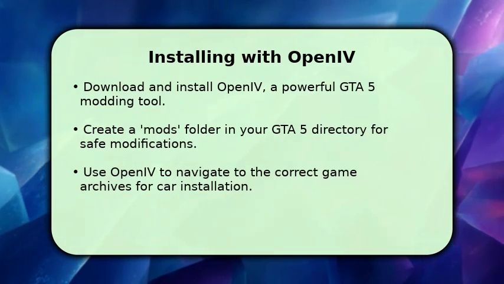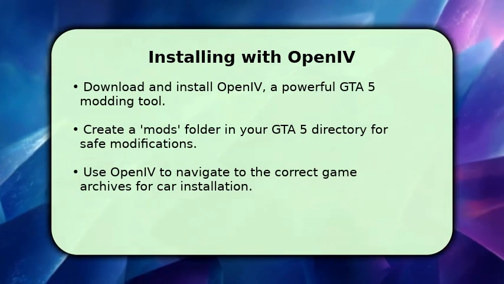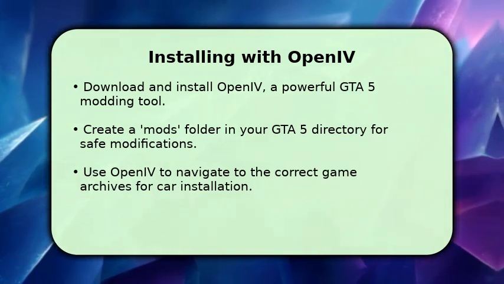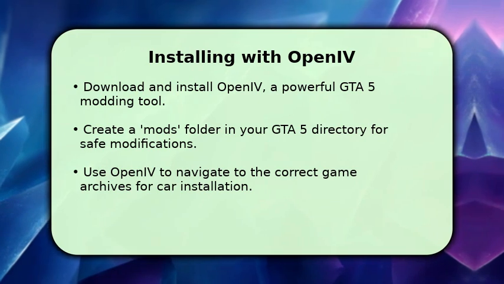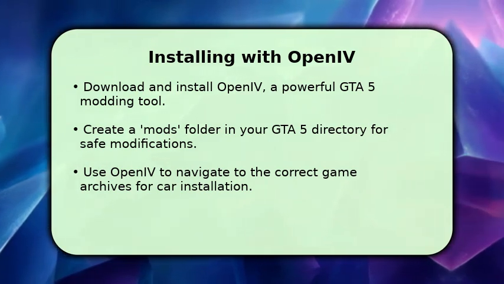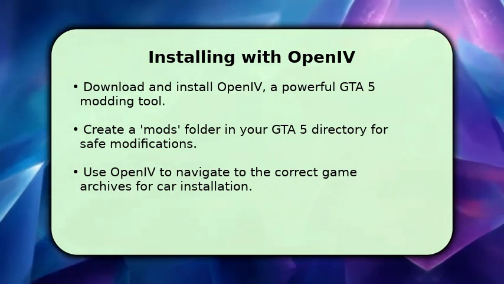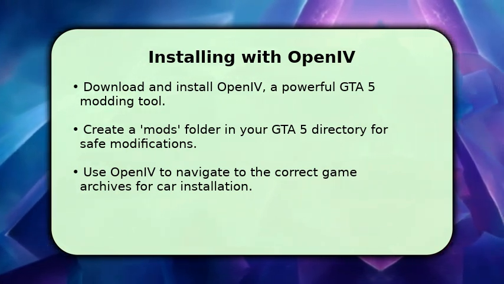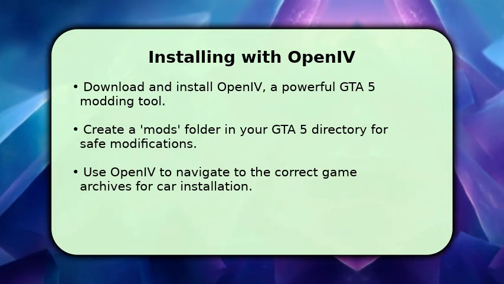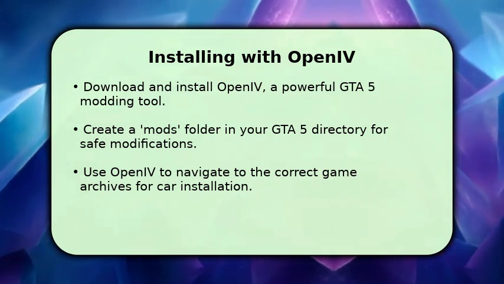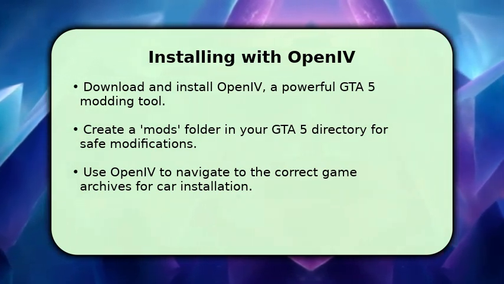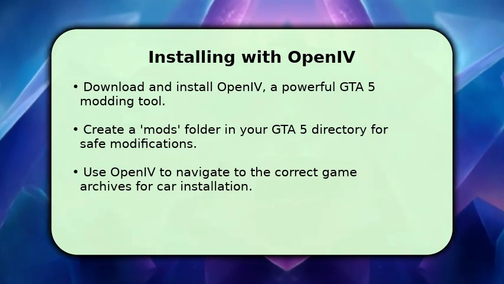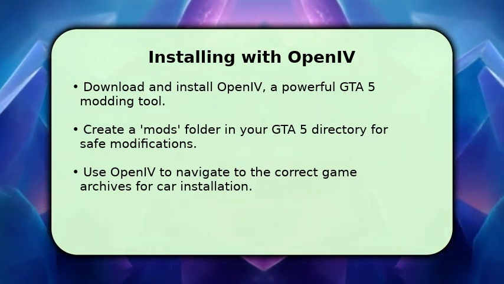OpenIV is the primary tool for installing most GTA 5 vehicle mods. After downloading and installing it, always create a mods folder in your main Grand Theft Auto 5 directory. This keeps your original game files safe. Within OpenIV, you'll navigate to specific game archives, typically in the Update folder, to replace or add the Huracan's files. Follow the mod's included instructions precisely for a smooth installation.